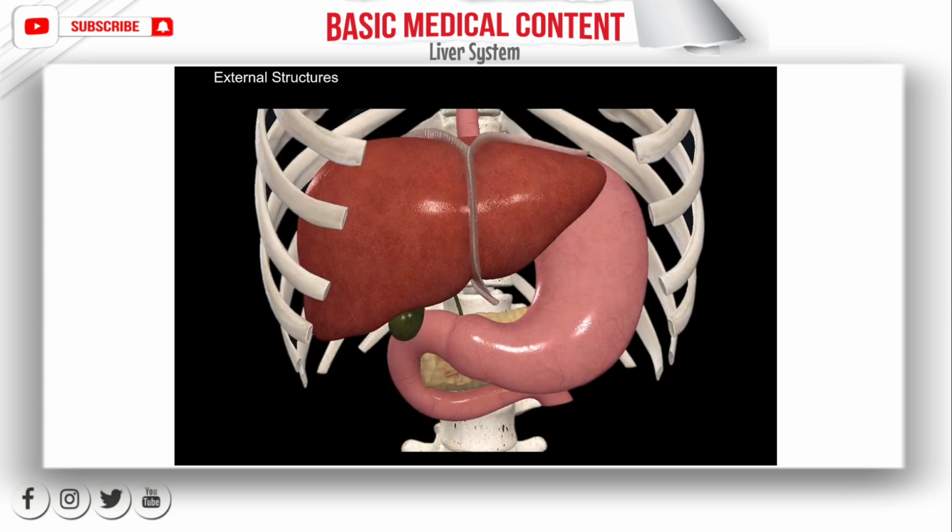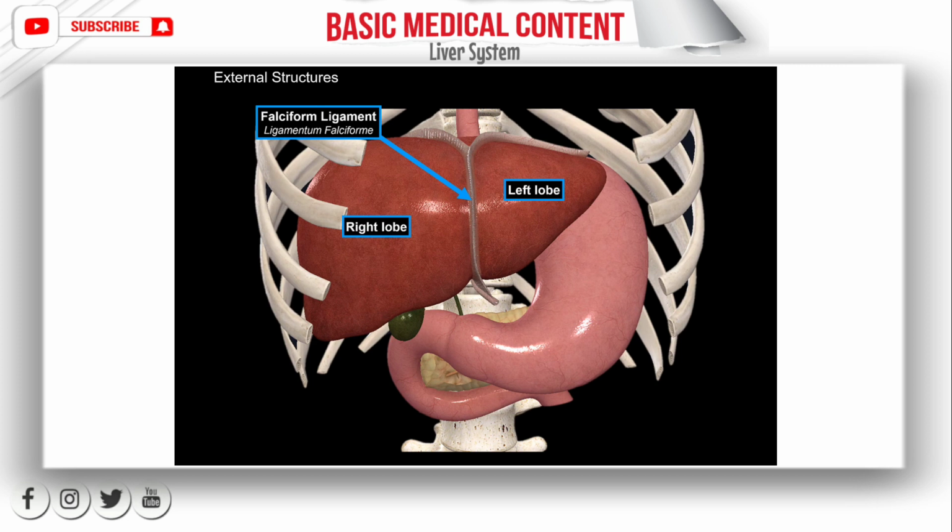So that was it for the topography. Now, let's continue with the external surface of the liver. And we're going to start by looking at the liver from an anterior view. The first thing that catches your eyes is a distinct ligament in the middle called the falciform ligament. And this ligament separates the right and the left lobe.